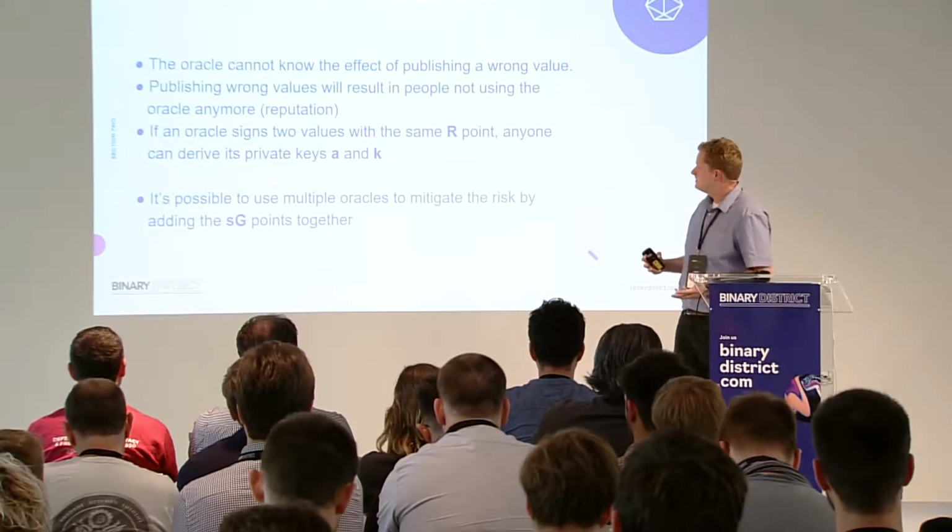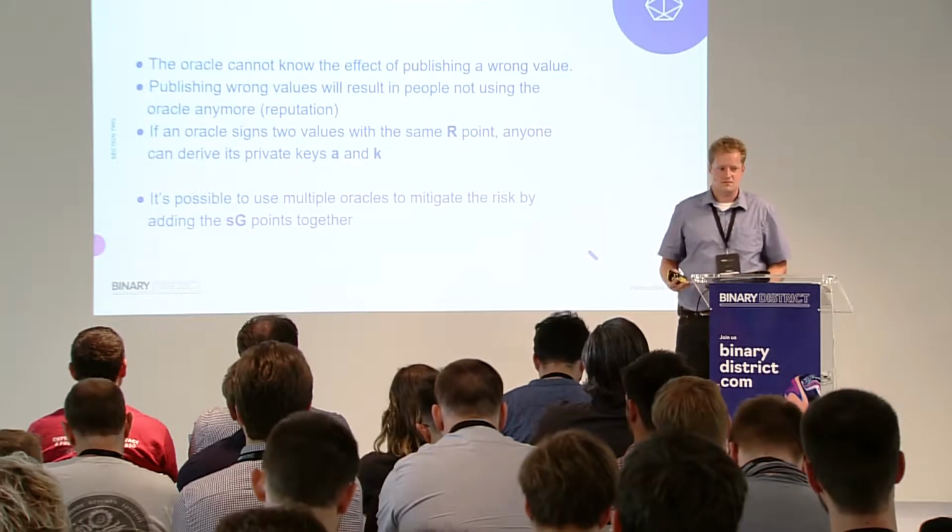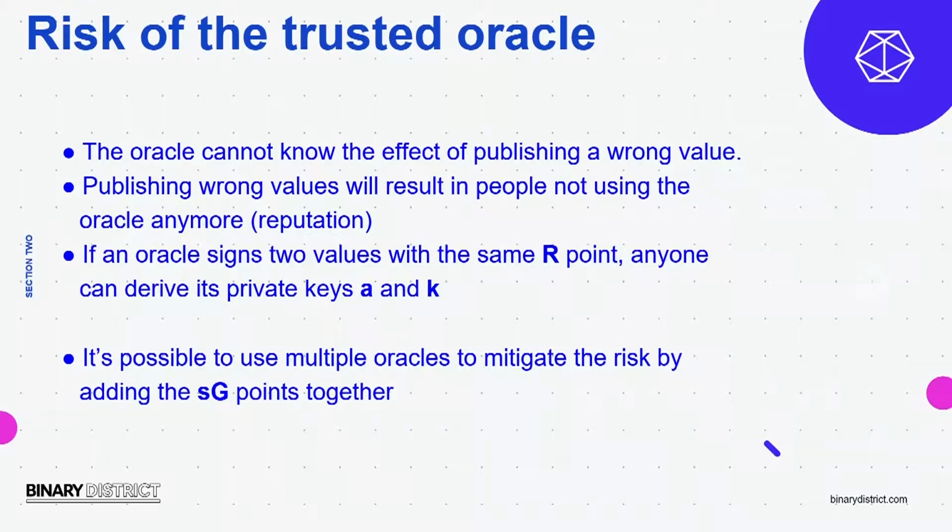You could also say in the equivocation case, where the oracle says it's raining over here and says it's sunny over here: if the oracle decides to sign 2 values with the same one-time signing key, then if you have those 2 signatures, you can derive the private key. So that's not something that you would do if you're a trusted entity. You could still do it, but it's not a smart thing to do.